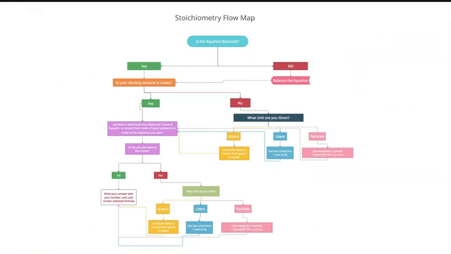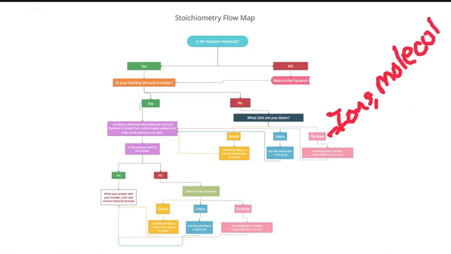If it's in particles, ions, molecules, or atoms, you use Avogadro's number, which is 1 mole equals 6.02 times 10 to the 23rd particles. Then you have to go back. Once you're in moles, you use the mole to mole ratio from the balanced equation to convert from moles of the given substance to moles of the substance you want.